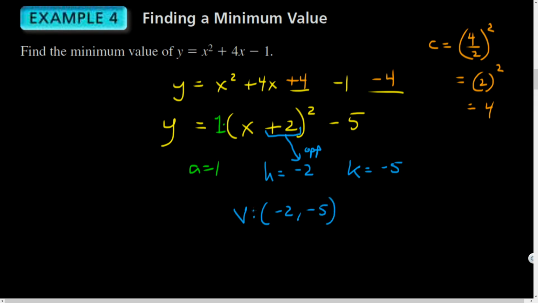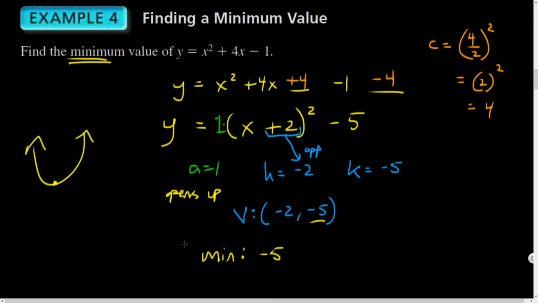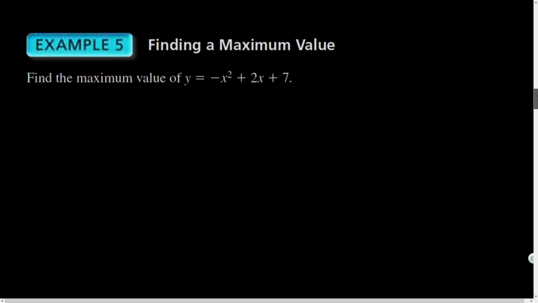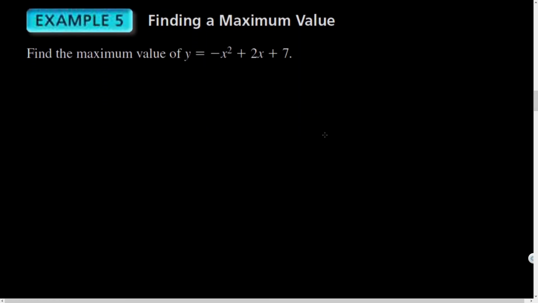And now because this parabola opens up, right? Opens up because A is positive, you're imagining a parabola like this. The vertex is at the bottom, therefore it's a minimum value. And so the minimum value is the -5. The lowest this parabola ever gets is that y coordinate. All right, let's do another one. Ooh, what if it was a maximum value?